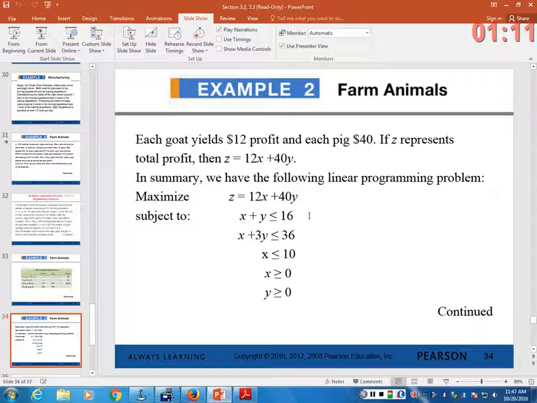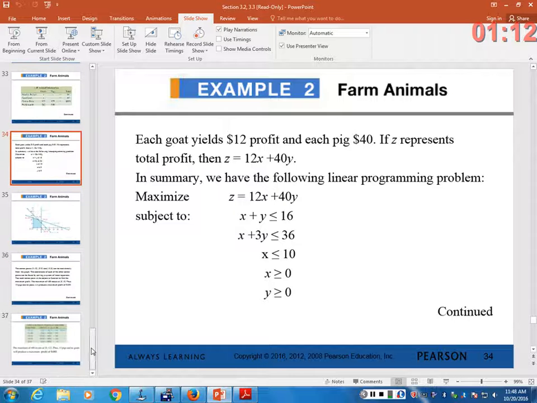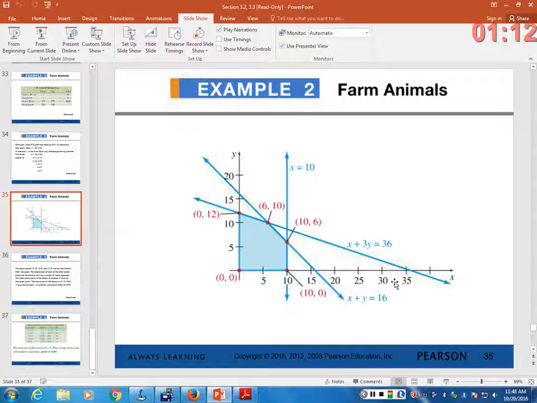This is she has to raise no more than 16 animals. X needs to stay equal to or less than 10. Both of them have to be positive because she has to raise something. And this is her cost equation that's been scaled. Basically, we just divided through so that we had a coefficient of 1 for X. So when we graph it, this is what the feasible region looks like. And we need the corner points.